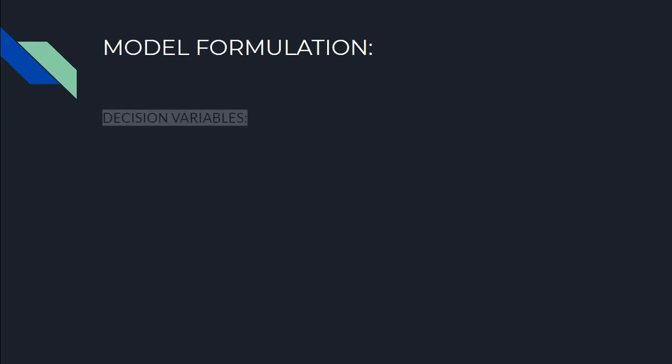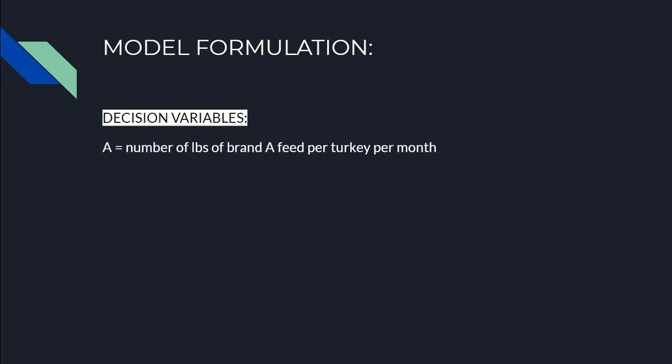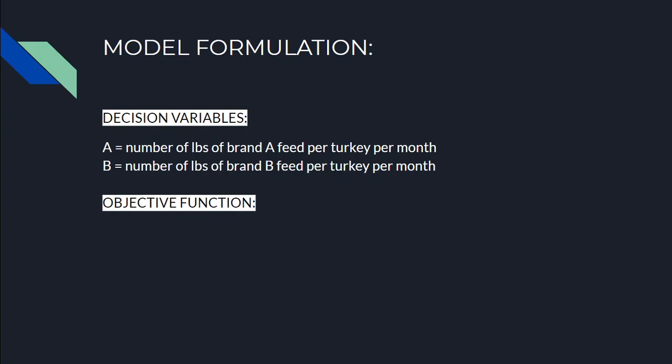So, sa ngayon, meron tayong mga variables. What we're looking for is, first, the number of pounds of brand A feed per turkey per month. Okay? Tapos, yung brand B naman, ganun din. Kailangan din nating malaman kung ilang pounds of brand B feed yung ating ipapakain sa bawat isang turkey. So, ito yung ating mga variables. Ito yung ating hahanapin. And then, our goal, or our objective function, is to minimize our cost.